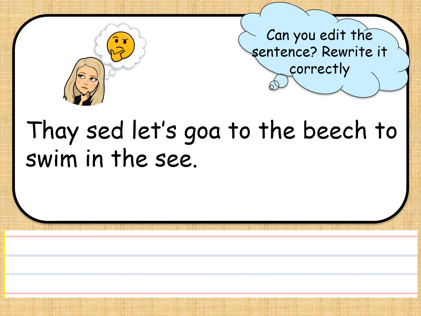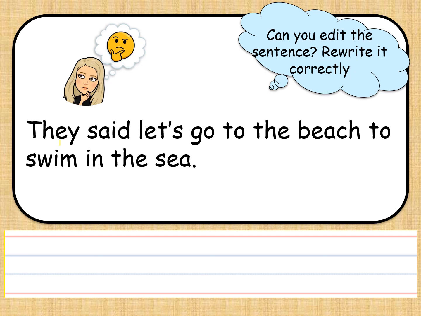Okay, they said let's go to the beach to swim in the sea. I've got a capital letter and I remembered my full stop, so that's good. But when I'm looking at the spelling, they, that sounds right, but it doesn't look right. And our tricky word said doesn't look right either. And go, I'm not sure if it has O, goat in a boat. And beach doesn't quite look right either. And neither does sea, because this is swim in the sea as in the ocean. So have a go at fixing these words, write them down on a piece of paper, and then we'll go through it together.